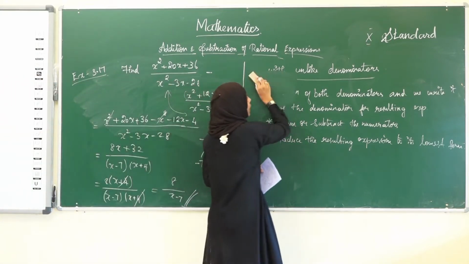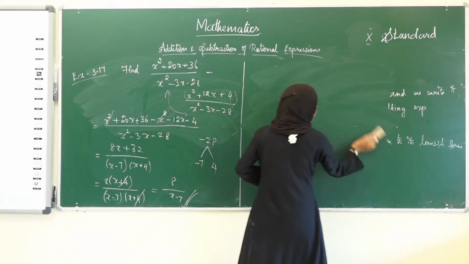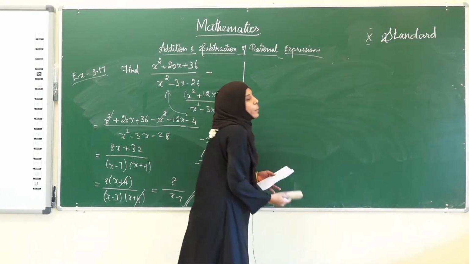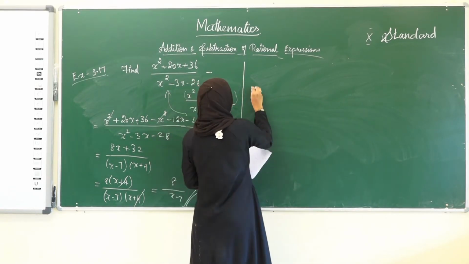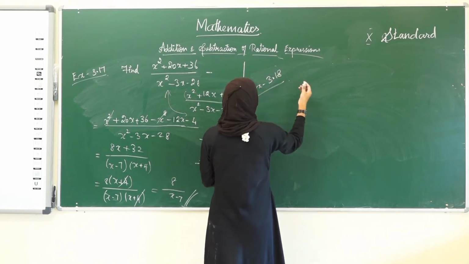Now they have given an example for unlike denominators. See example 3.18.